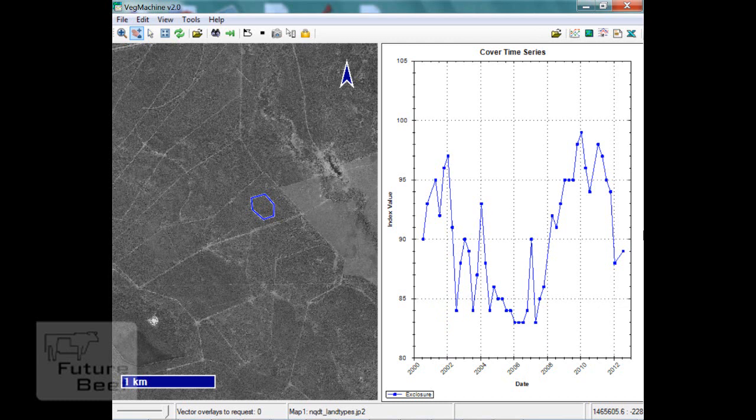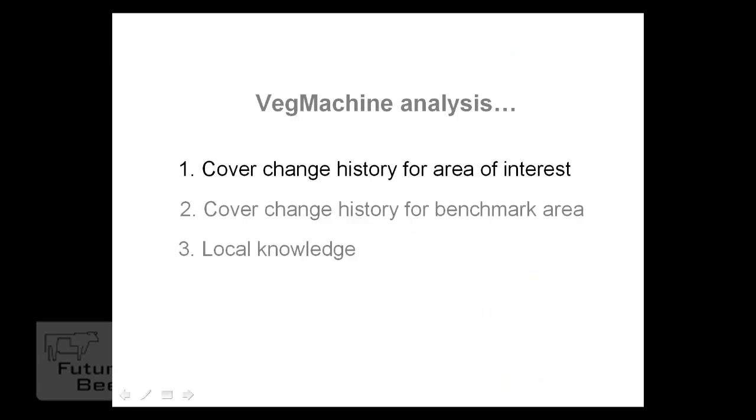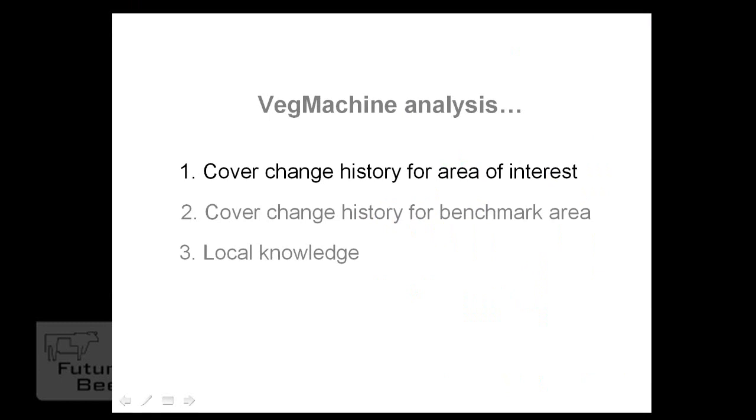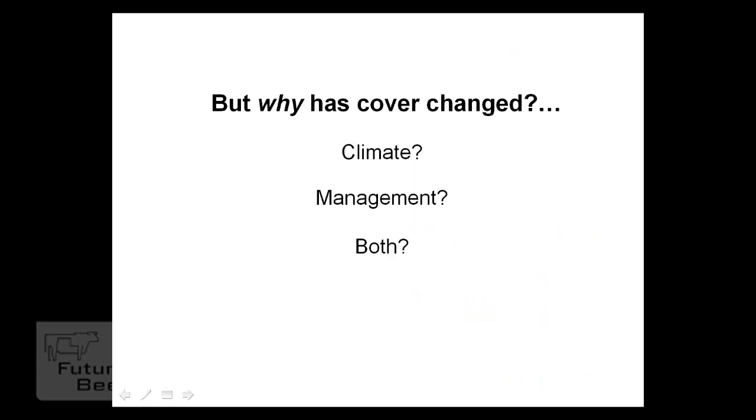Now, getting back to our example, the blue time trace here shows average cover inside the paddock between winter 2000 and winter 2012. And over that period, average cover has fluctuated between 83 and 99%. So that's the first piece of information in the analysis, a history of ground cover change in our area of interest. And while that's interesting, it's not very informative because it tells us that cover is changing through time, but it doesn't tell us why. Are these changes driven by climate, by management, or by both?